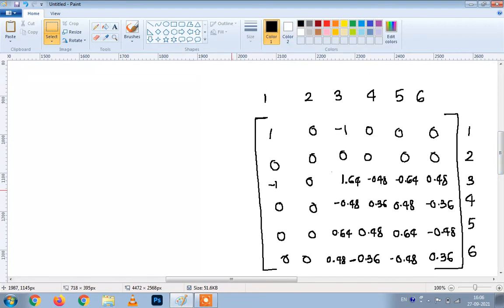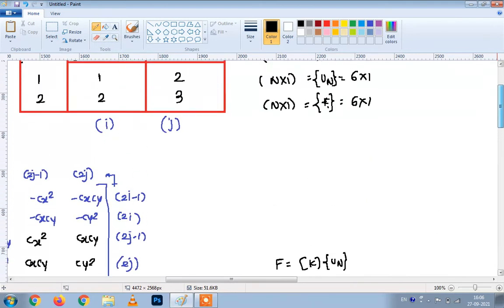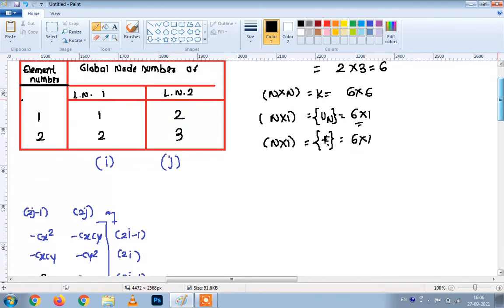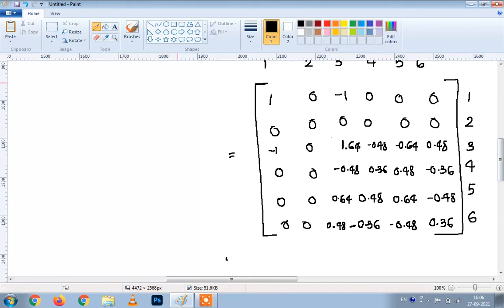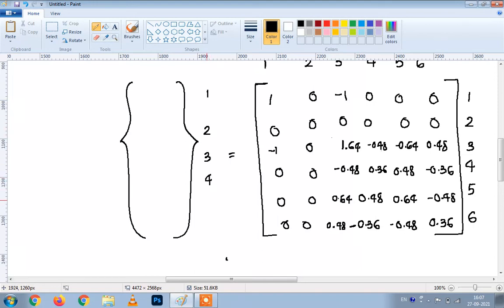So for the force matrix, its dimension we have found out here, it will be 6 by 1. So I will create here one global force matrix which is 6 by 1. So 1, 2, 3, 4, 5, 6. It is having 6 rows.